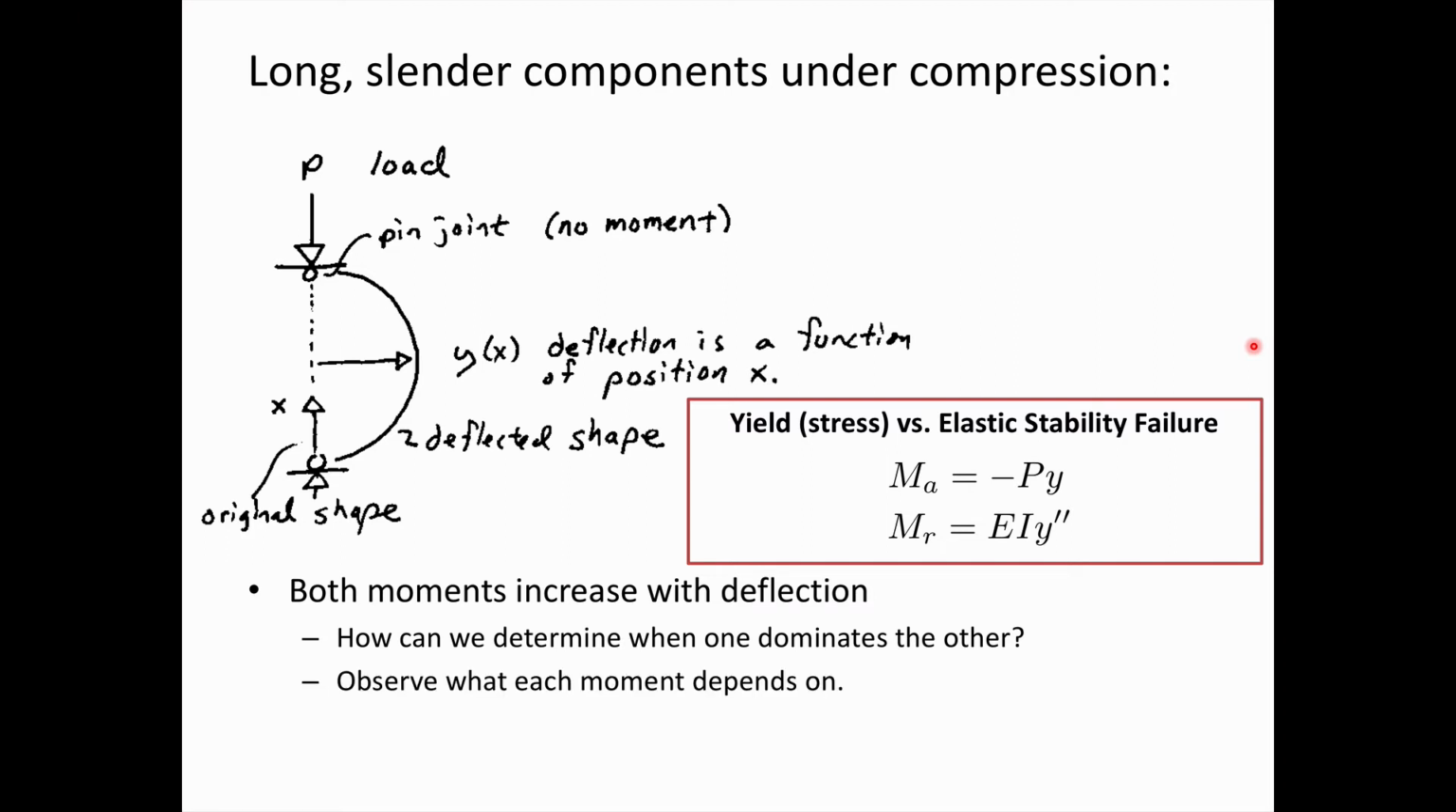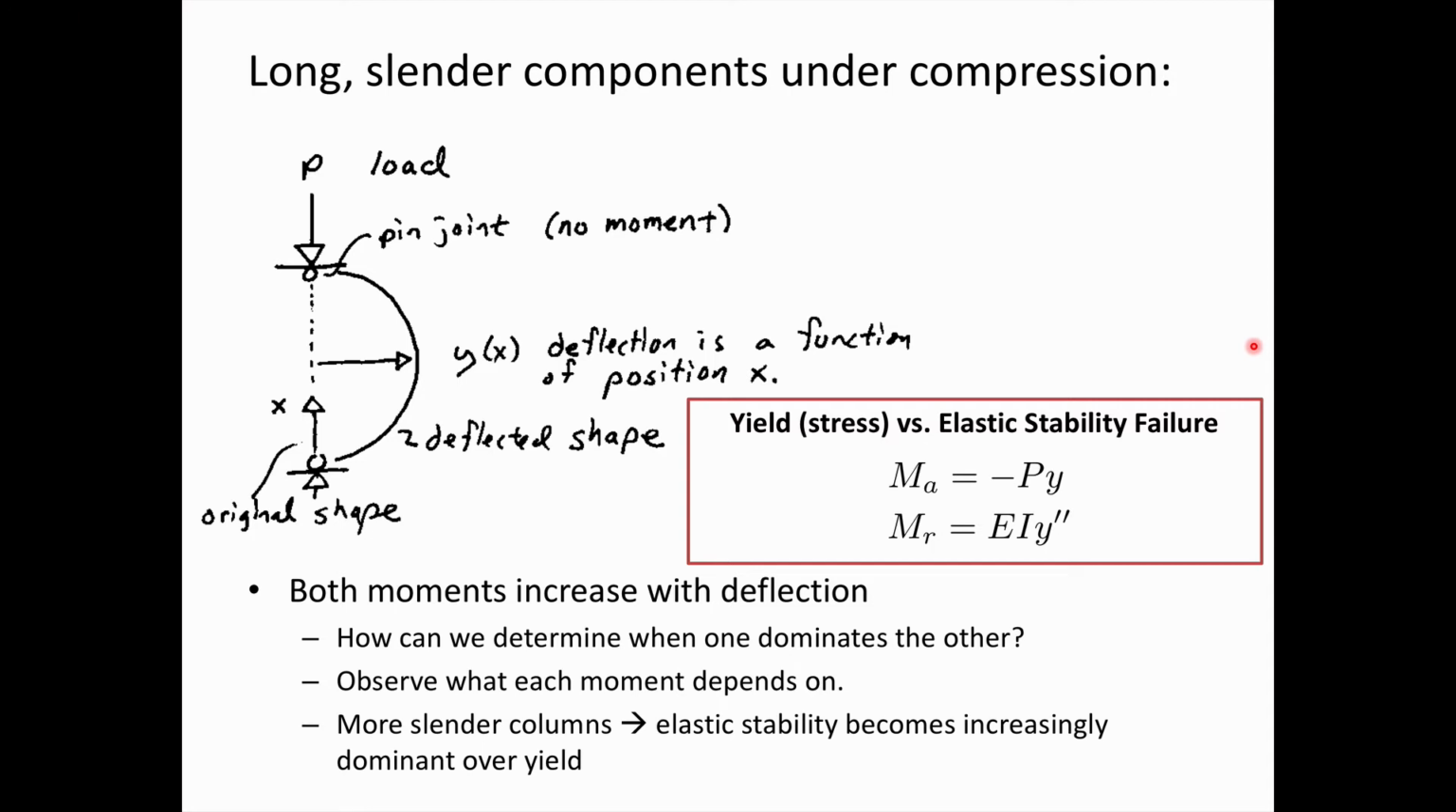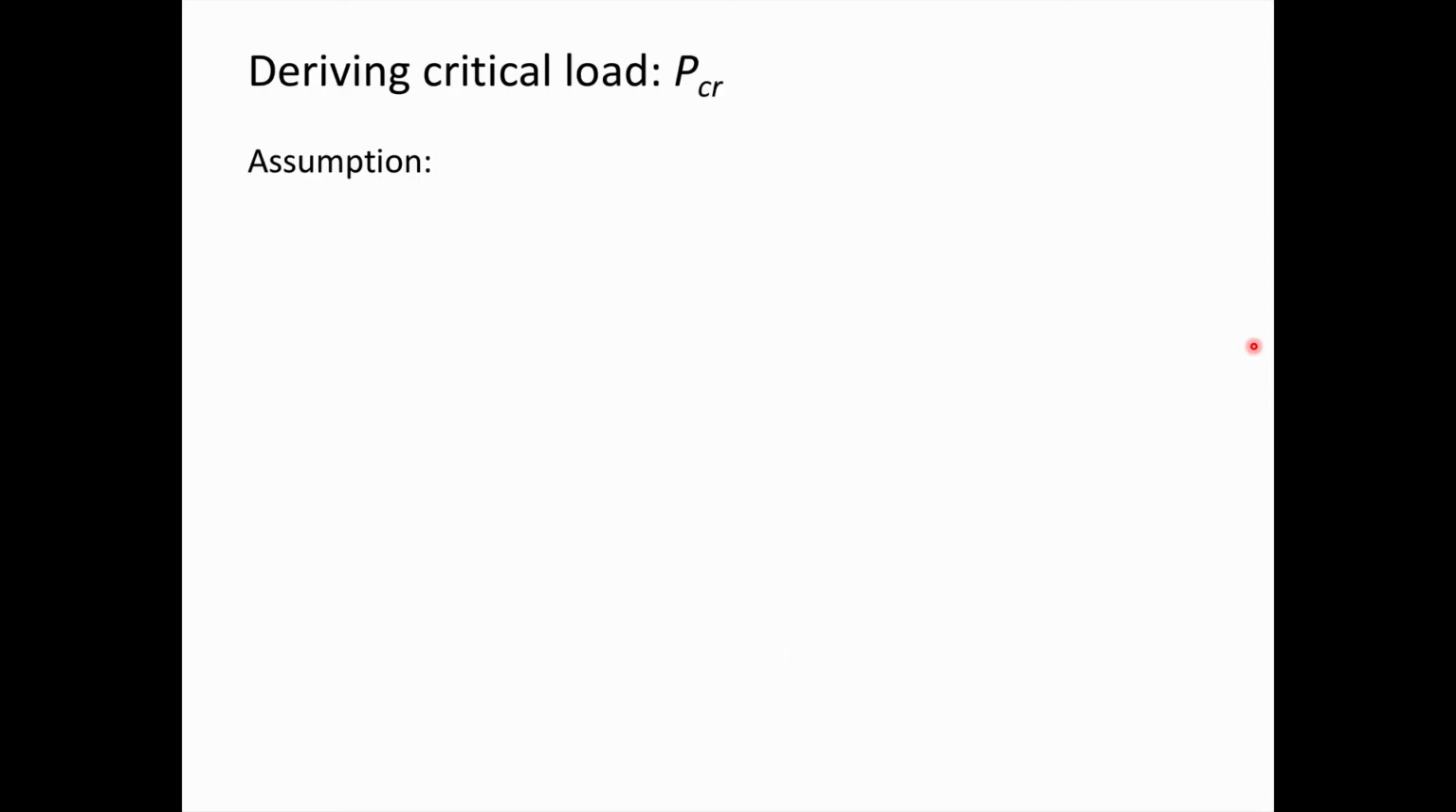We can look at what each of these moments depends on, and also observe that more slender columns lead to a lower area moment of inertia I, so elastic instability becomes increasingly dominant over yield. And so the longer and skinnier something is, the more attention we need to pay to buckling failures.